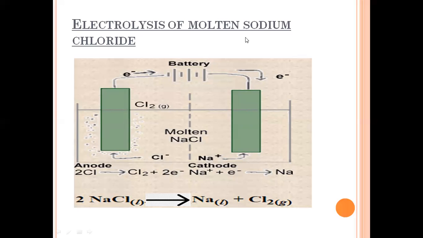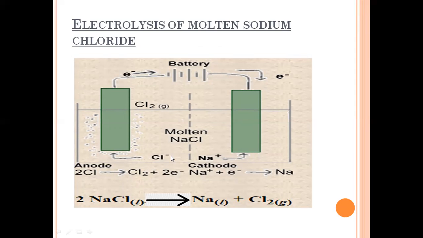Electrolysis of molten sodium chloride. So, molten sodium chloride means sodium positive and chlorine negative ions are present in this electrolyte. What is an electrolyte actually? An electrolyte is a liquid which is present in this electrolytic tank. So, sodium and chlorine move around and around in this solution. When we attach the battery, then what happens?